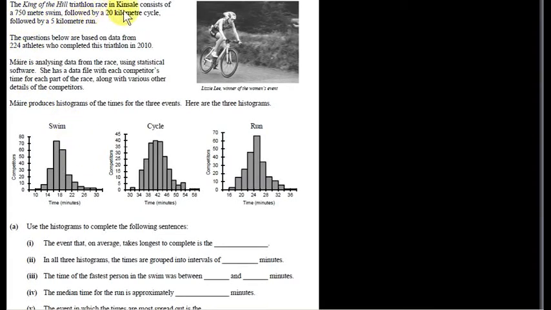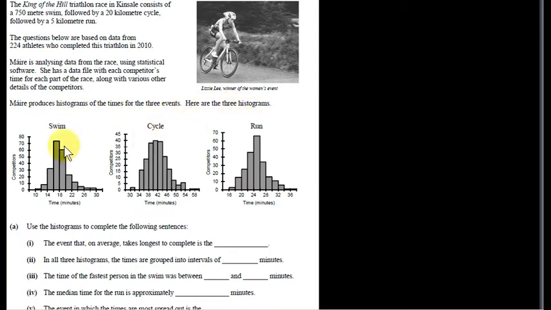King of the Hill triathlon race in Kinsale consists of a 750-metre swim, followed by a 20-kilometre cycle, followed by a 5-kilometre run. The questions below are based on data from 224 athletes who completed this triathlon in 2010. Maura is analysing data from the race using statistical software. She has a data file with each competitor's time for each part of the race, along with various other details of the competitors. Maura produces histograms of the times for the 3 events.